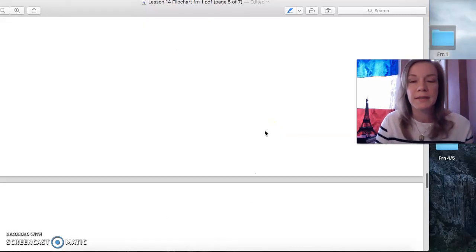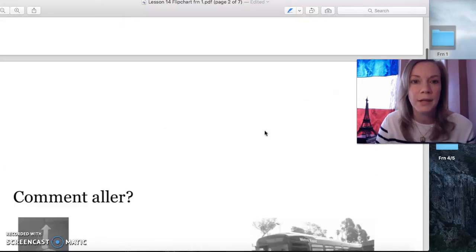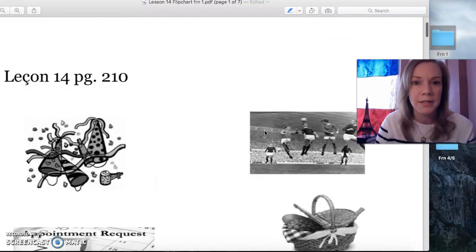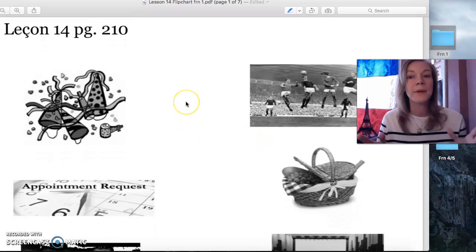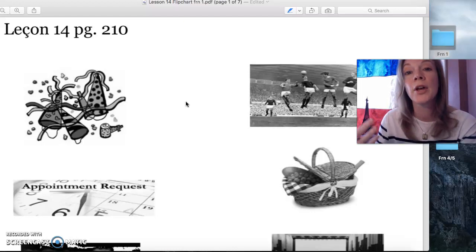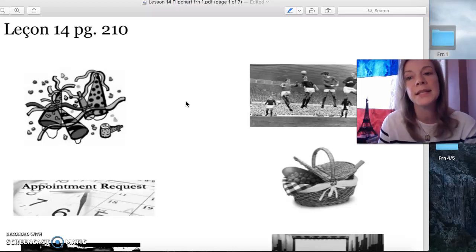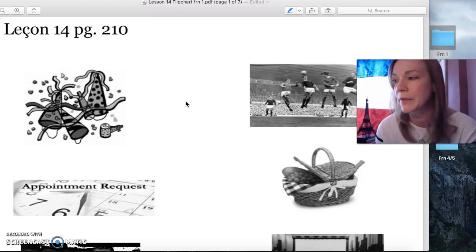Now, of course, the best thing to do with this is to go back and look at your vocabulary from last week, but we should probably learn some new vocabulary this week as well, right? So if you bump on over to page 210 in your textbook, you will see there are all kinds of places you can go. And some of them are actual physical places, and some of them are also events, okay?